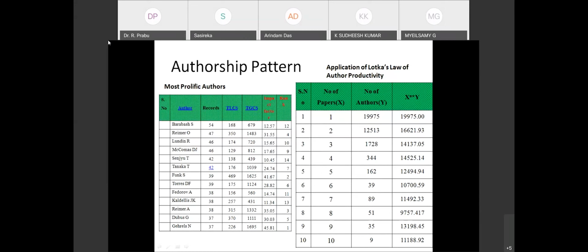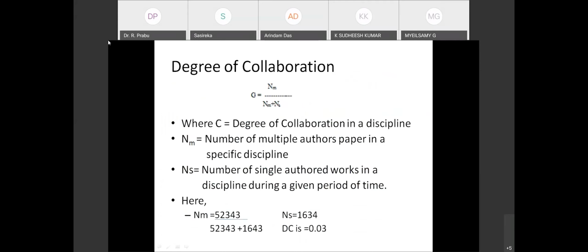So here also we applied Lotka's law of author productivity. Here you can see the number of authors, first authors; this many authors have come. This is Lotka's law that we applied to identify the author productivity. So this is the degree of collaboration, how the collaboration is happening in a particular field or subject area when they are conducting research.